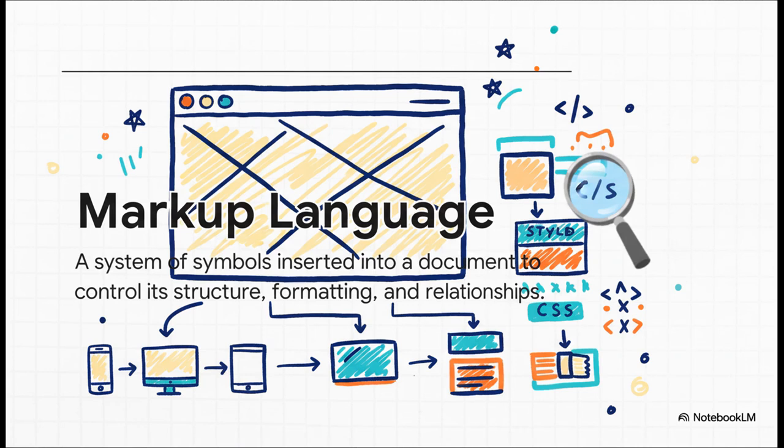So what even is a markup language? Well, it's a way of taking plain old text and giving it meaning. You're not telling the browser, hey, make this text big and bold. Instead, you're telling it, hey, this chunk of text is the most important heading on the page, or this is a list of items. You're describing the purpose of the content.